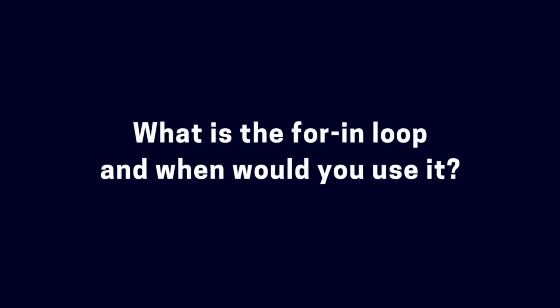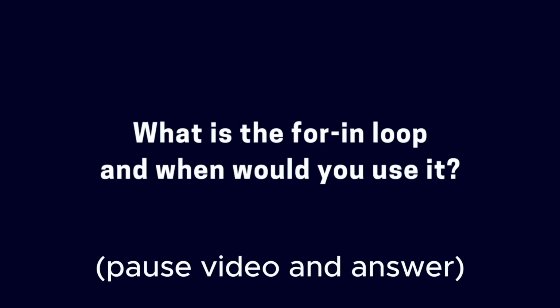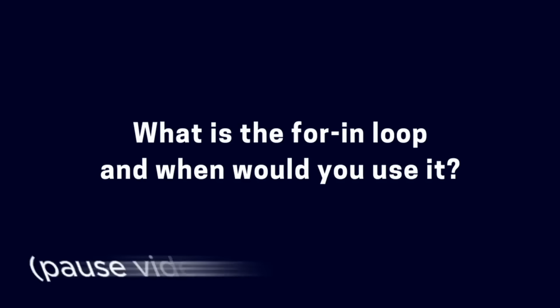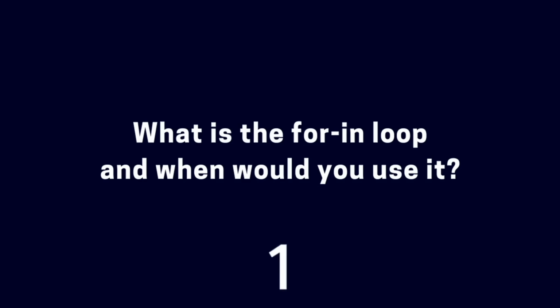What is the for-in loop, and when would you use it? The for-in loop is used to iterate through the keys of a JavaScript object. You would use it when you want to efficiently iterate through the object and access its values.